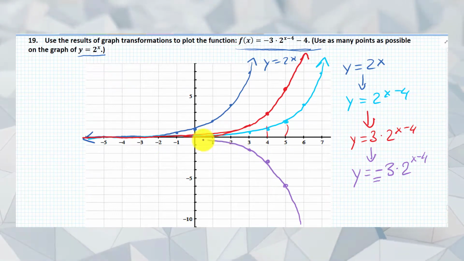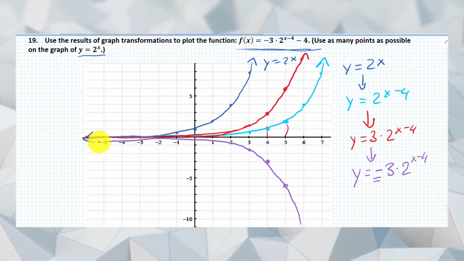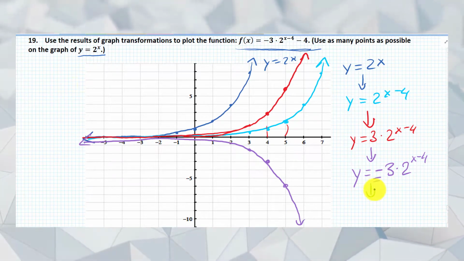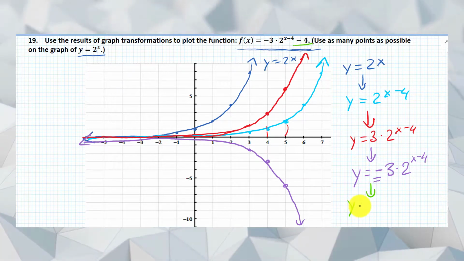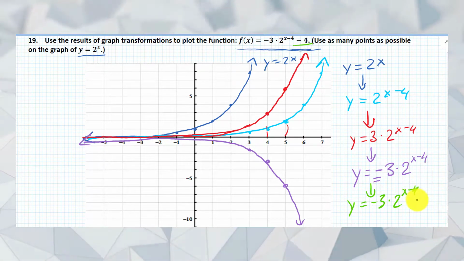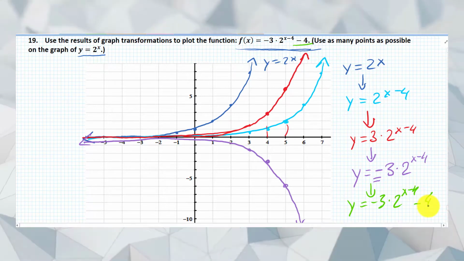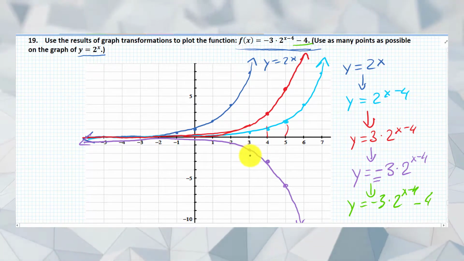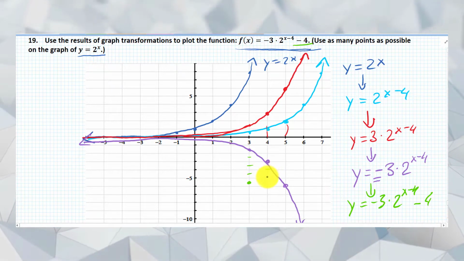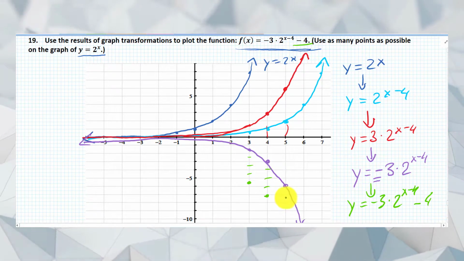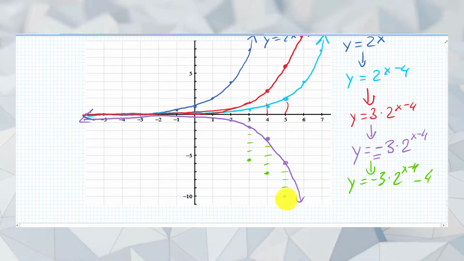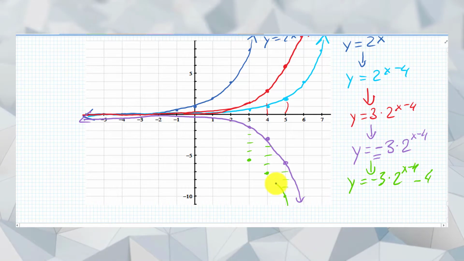And I think there is one last graph, right? From here I go 4 down, so it is y equals negative 3 times 2 to the power of x minus 4, minus 4. I know what to do. I move 4 down, so 1, 2, 3, 4. All right, so the final graph I have is this one.